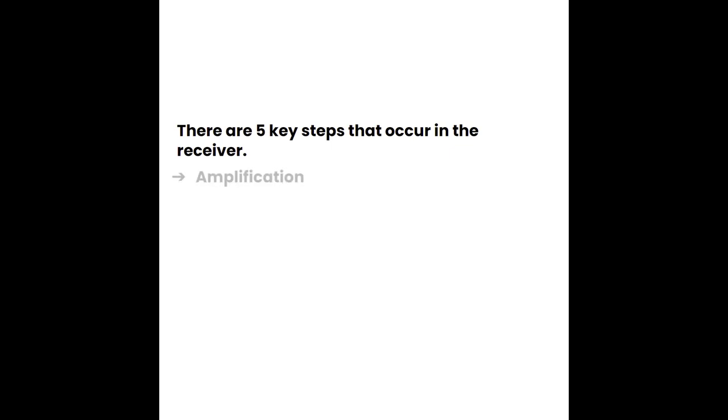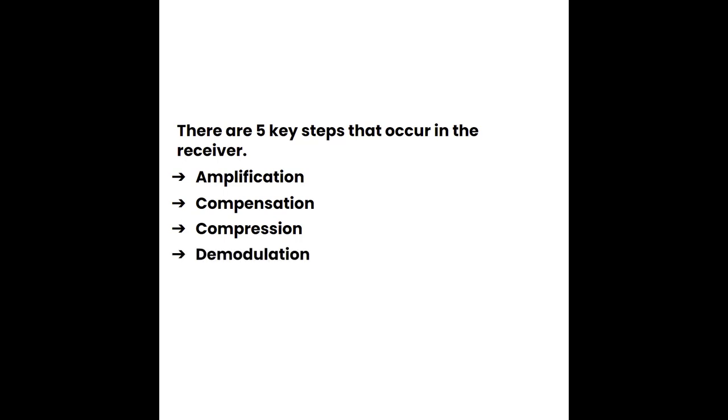In the receiver, there are 5 key steps that occur. You need to know these and you need to know them in order. So the first one is amplification, then compensation, compression, demodulation, and then rejection. So all 5 functions occur with every pulse that is sent back, preparing the scan line for the display. Again, these 5 steps occur in this order. So take note of the order that they're listed in. Hint here, they are in alphabetical order.